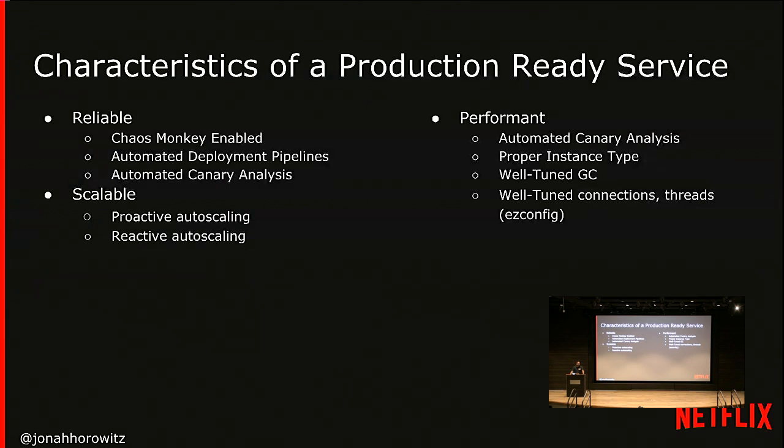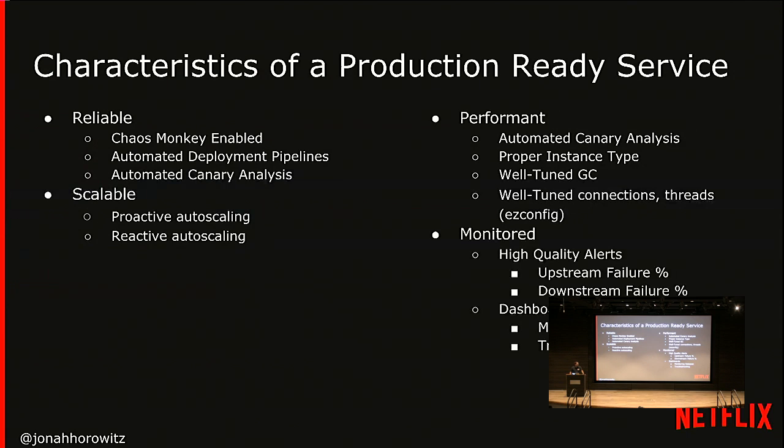Performance. So automated canary analysis comes in here too. If the throughput or latency of your service has gone down significantly since your last release, you're probably not going to want to release that code to production. So again, automated canary analysis. Making sure you're on the proper instance type. Is the instance type well suited to your service? Are you wasting Netflix money by running C3 8XLs on a service that only needs 100 megs of memory? Or alternately, are you constraining your service on memory or CPU when you could actually do better with a different instance type? Along with that goes well-tuned garbage collection and things like how many threads you're launching for Apache and Tomcat.